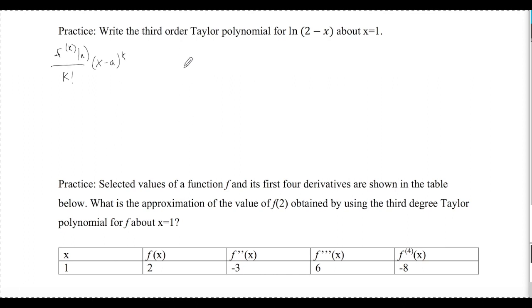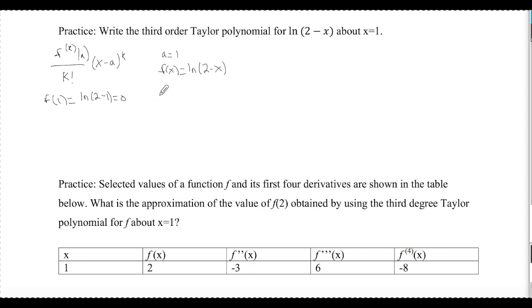We want the third order Taylor polynomial at x equals, this is going to get interesting, think about it this way, we want a equals 1. We also know that f of x, our function we are approximating, is the natural log of 2 minus x. So we need all of our derivatives. We want f of 1, which is the natural log of 2 minus 1, which is natural log of 1, which is 0.